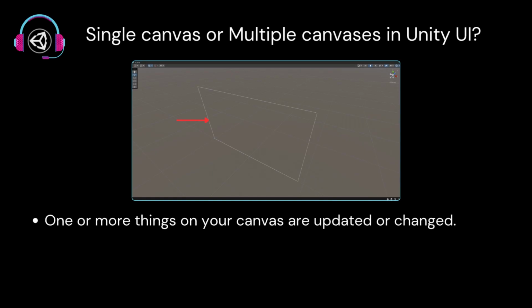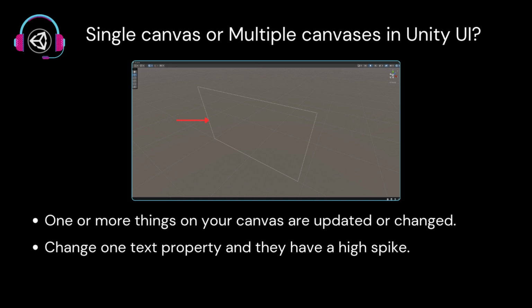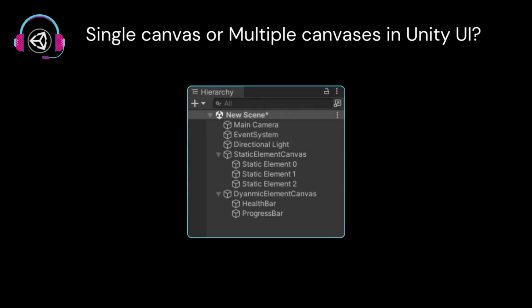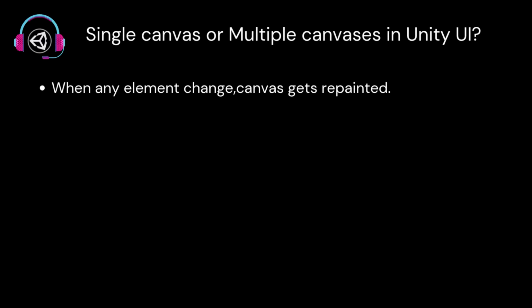The problem is that some change means when one or more things on your canvas are updated or changed. Many people build their entire game's UI on one single canvas with thousands and thousands of elements. They change one text property and suddenly they have a high spike. So it's a good thing to split up your canvas. Each canvas is an island that isolates its elements from those of other canvases. Take advantage of Unity's ability to support multiple canvases by slicing up your canvas to solve the batching problem with Unity UI. In simple words, everything under a canvas gets repainted when any element on the canvas is changed.